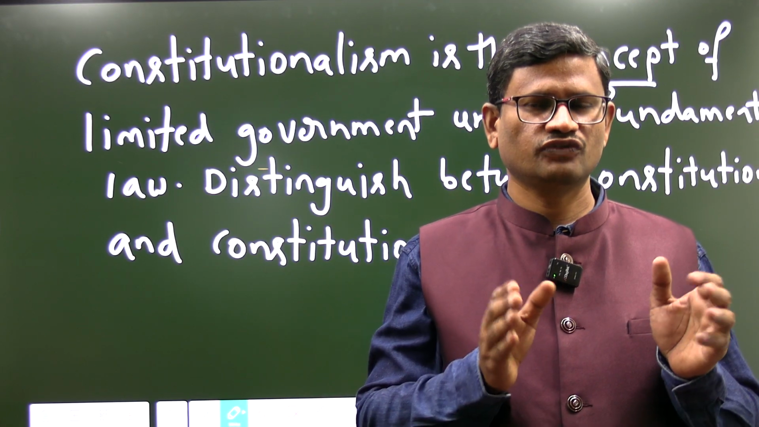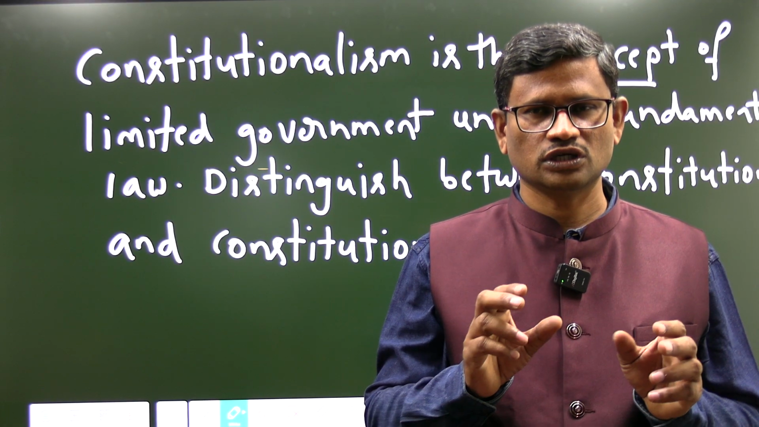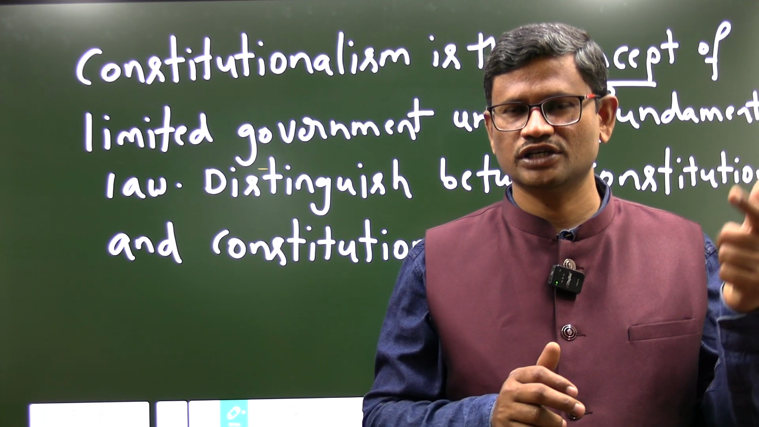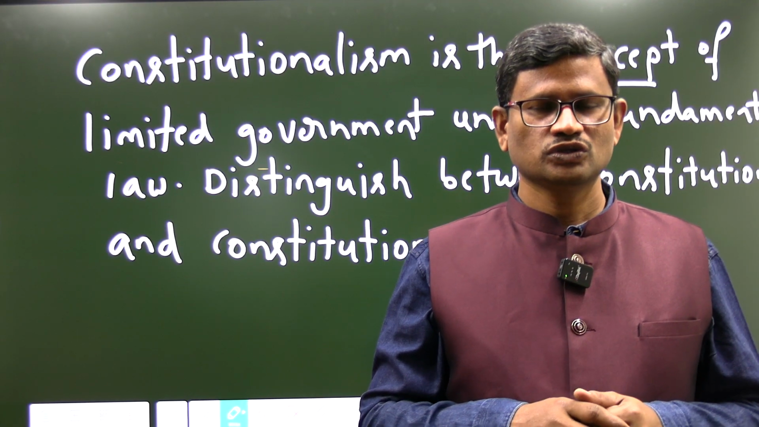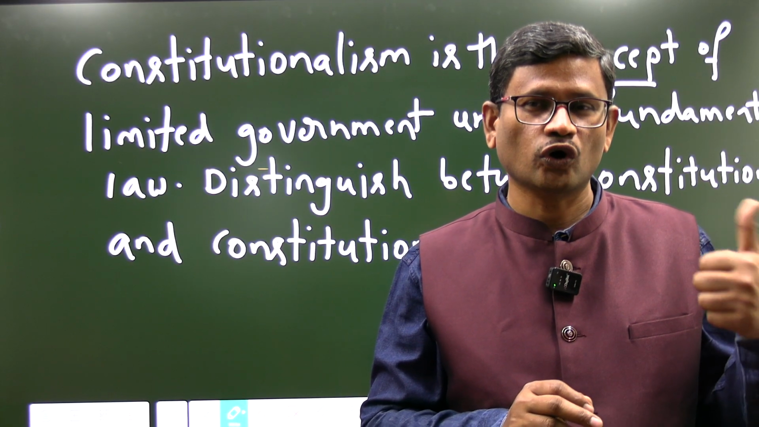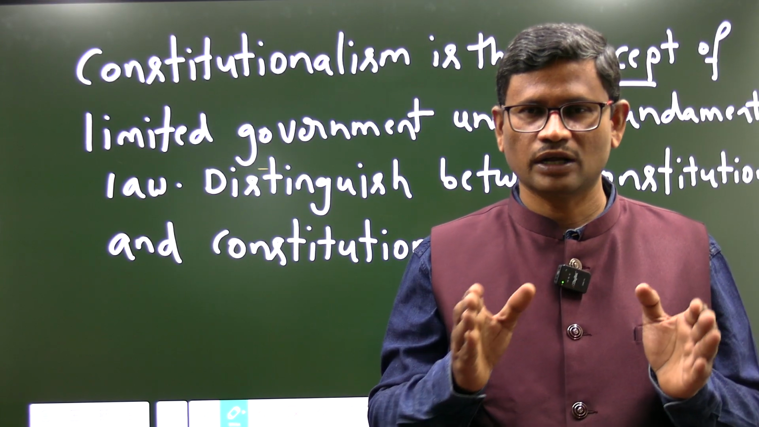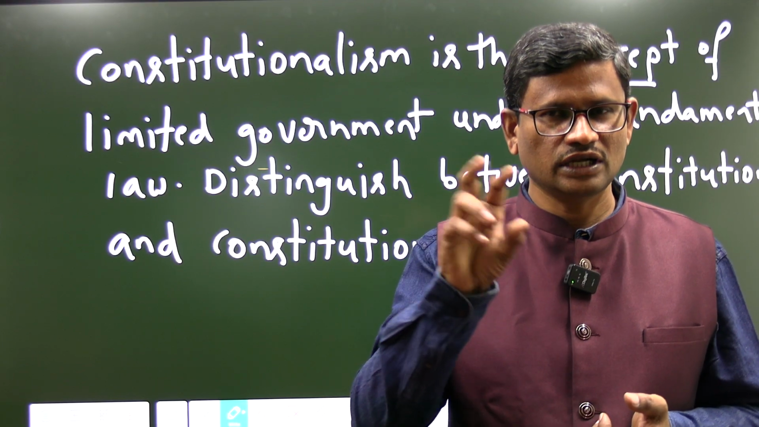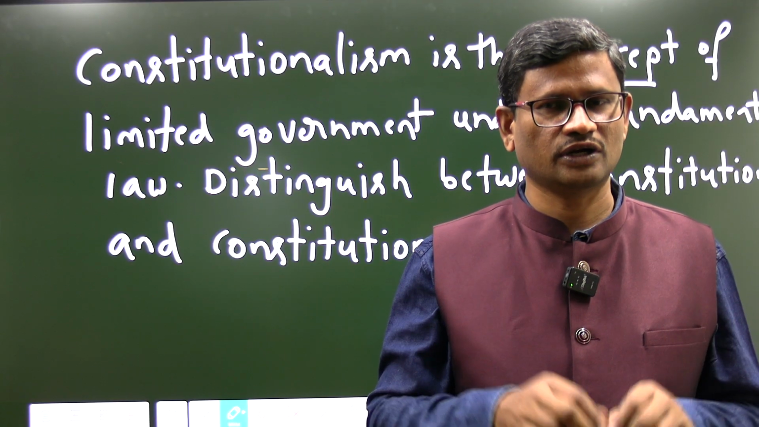So let us try to differentiate between constitution and constitutionalism. Constitution in any country is the supreme law. It is the basic law. It is the fundamental law. And what does the constitution try to tell about? The constitution in any country will define the nature of the government, what kind of government prevails in that particular country. For example, in India we have a parliamentary democracy. In India we have a federal constitution. So this is the nature of the Indian constitution, a federal constitution with a parliamentary democracy.